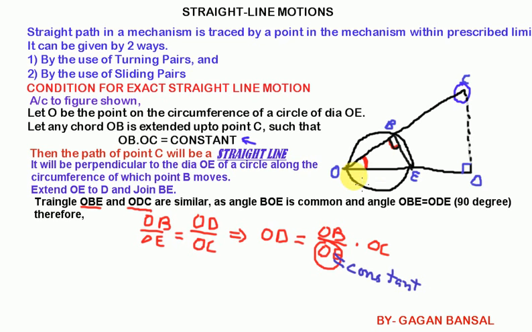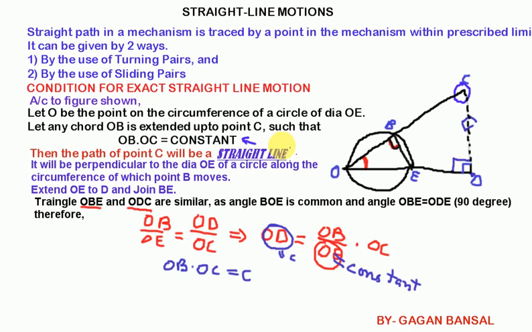Also D is any extended point on this link OE extended, where the perpendicular from point C meets. So OD is also constant. Therefore OB into OC is constant, or we can say OD is constant. Hence point C moves along the straight path CD, which is perpendicular to OD. Exact straight line motion mechanisms with turning pairs are described here, namely Peaucellier's mechanism and Hart's mechanism.